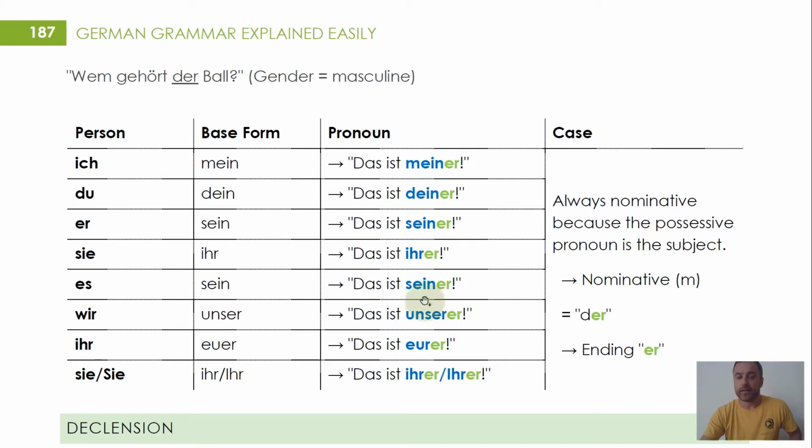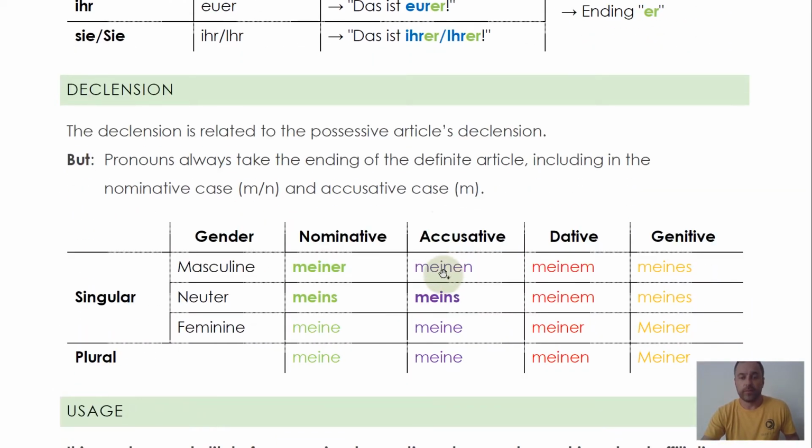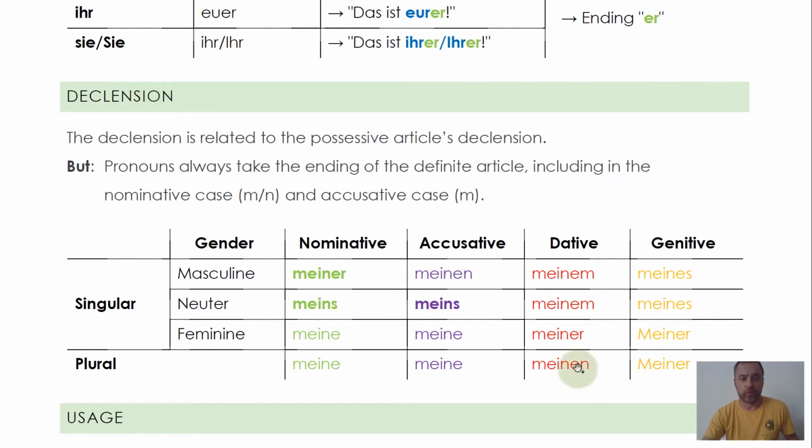The ending is er here because it's nominative and it's der Ball. So you can see here already the er. We have the same here. It's der Ball because it's masculine, singular, and nominative. So there, we use the same endings here. For all of them, for all the forms, the declension is the same.